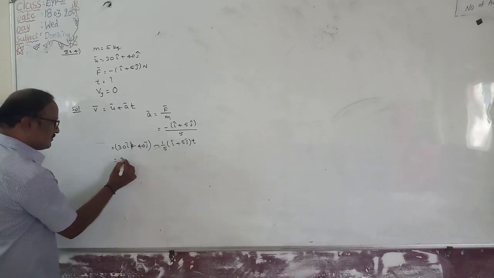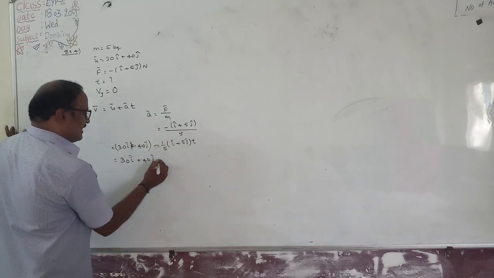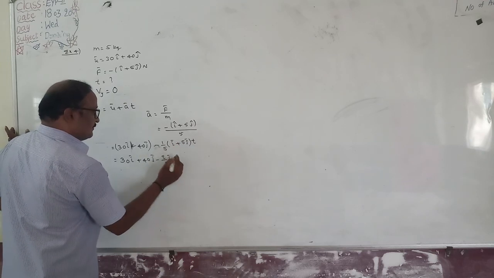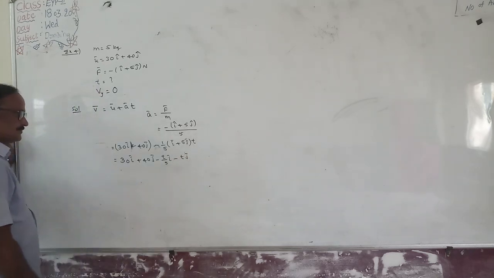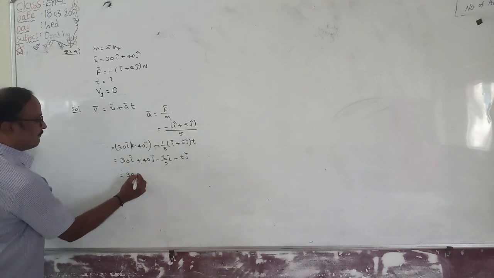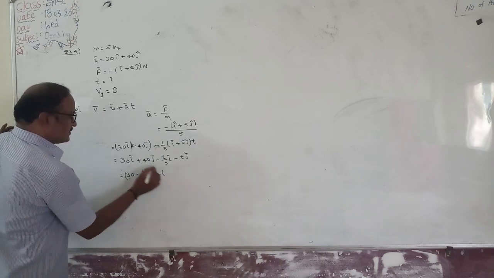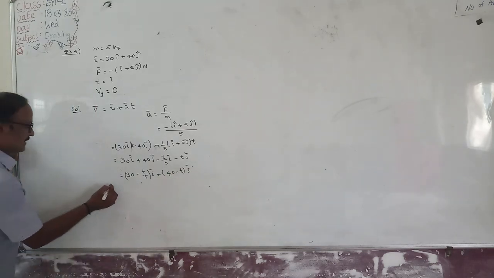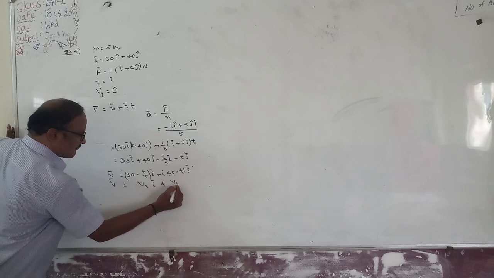So this is equal to 30 i bar plus 40 j bar minus t by 5 into i bar minus t into j bar. That is equal to 30 minus t by 5 into i bar plus 40 minus t into j bar. This v bar can be written as vx i bar plus vy j bar.